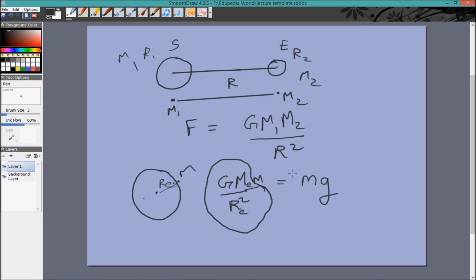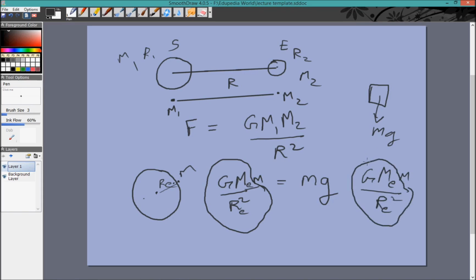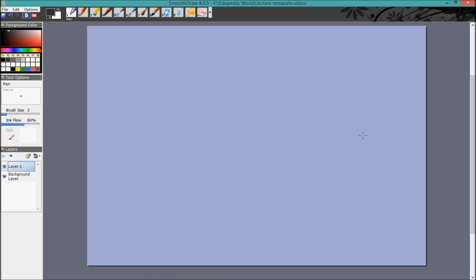So this tells us that whenever we write mg in a free body diagram, we are actually writing G M_e m by R_e square, the force of gravitation between this object and the earth, except we don't want to write this whole thing again and again, so we give it a new name which is equal to small g. The final concept for today is g is equal to 9.8 meters per second square only at the surface. If we move away from the surface, it starts changing. So let's see what happens then.